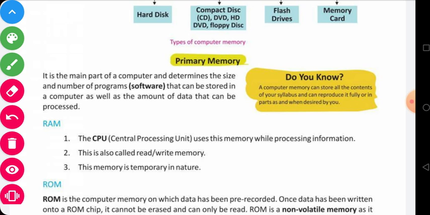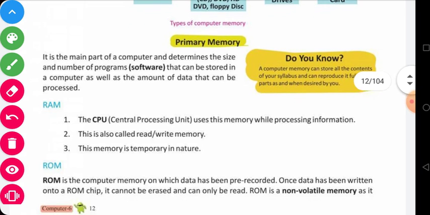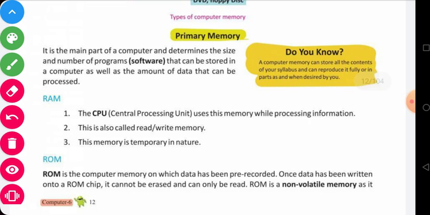As you already learned, an input device is a device with the help of which the user provides certain information or instructions to a computer. Examples of input devices are keyboard and mouse, as we learned already in chapter 1. Now we are going to read its features. Primary memory generally consists of two types. The first one is RAM and the second one is ROM.